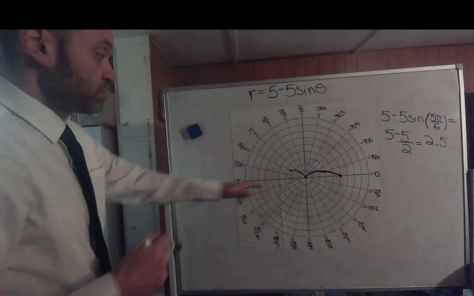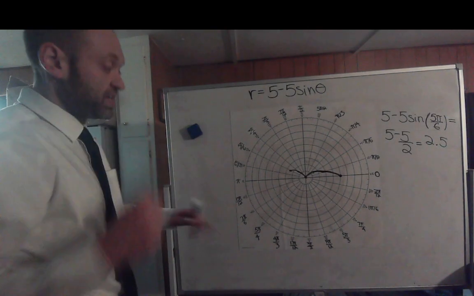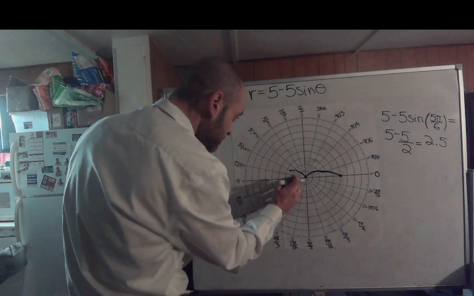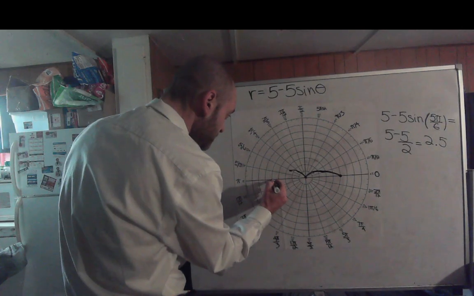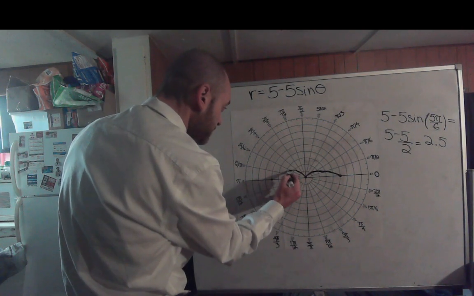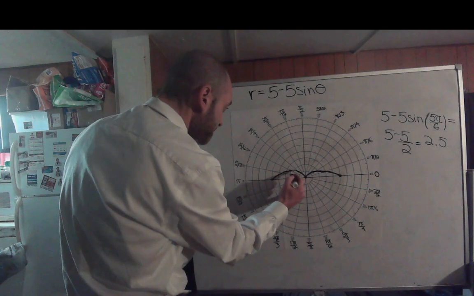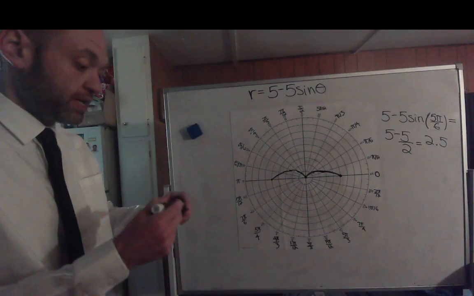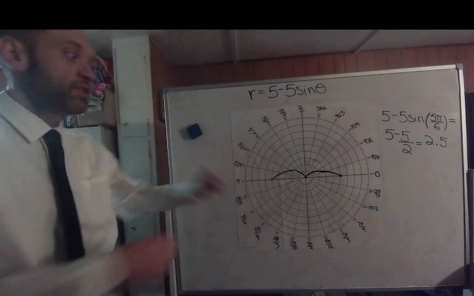Then the next special angle is pi. Well, sine of pi is 0. 5 minus 0 is 5. So 1, 2, 3, 4, 5 will be all the way over here. Starting to see that peak there. Look how cool this is. Wait till we get down here. It'll really start to come together.